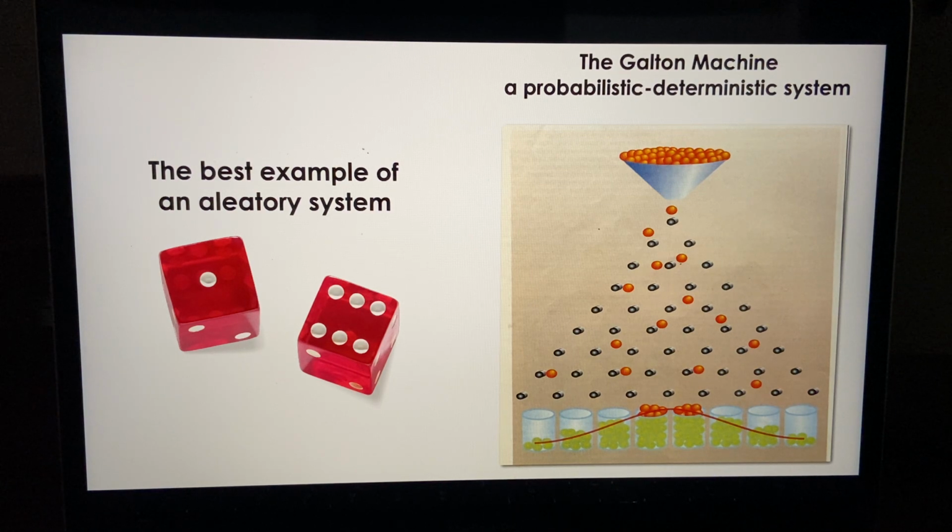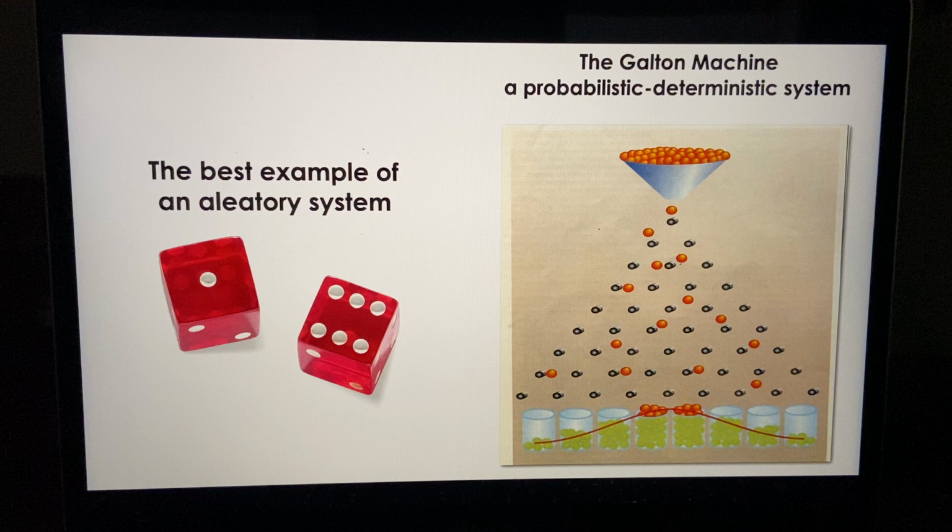Chess is an aleatory system. You can never predict the result. But the Galton machine is the best model example in physics of the probabilistic deterministic mechanism.